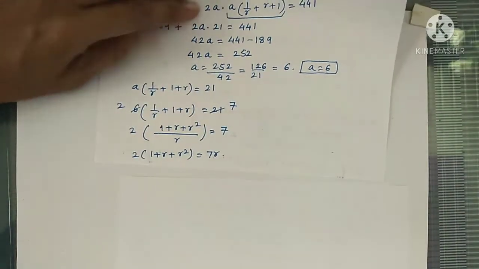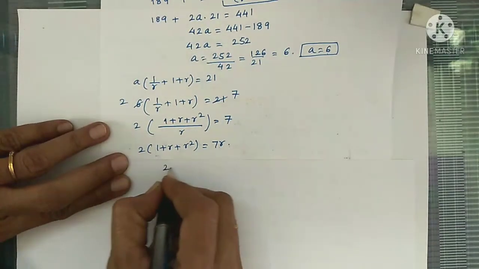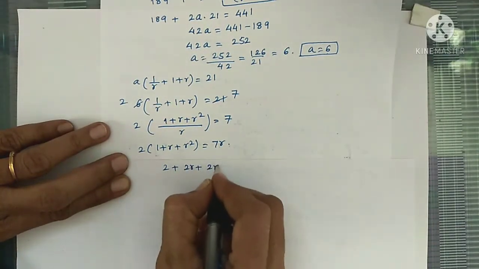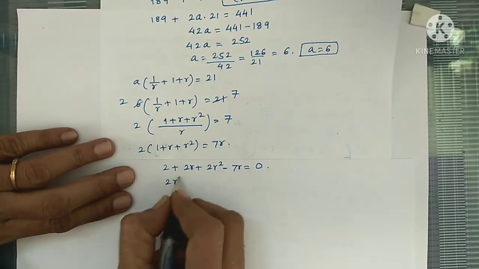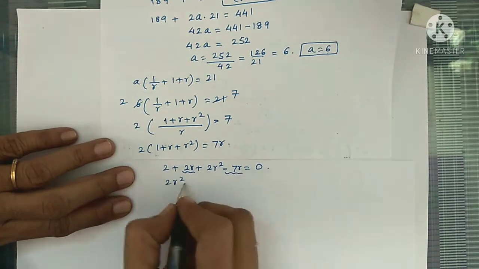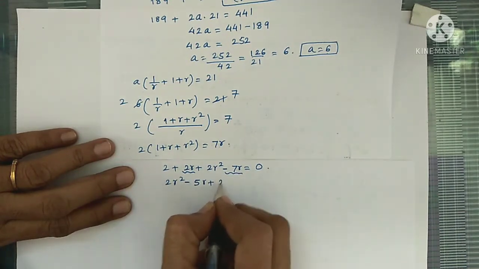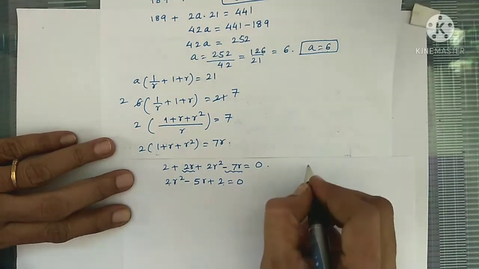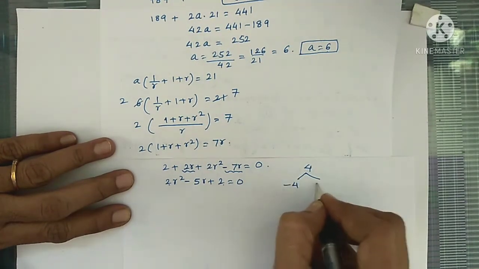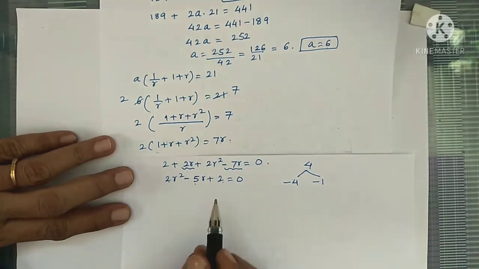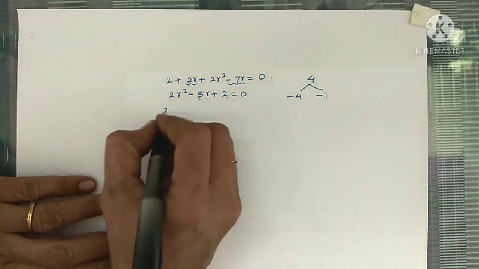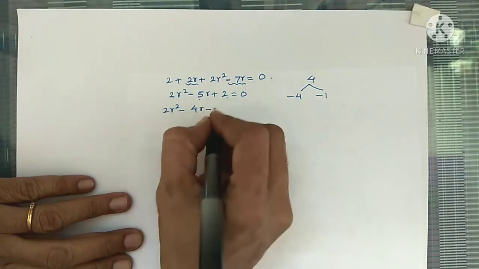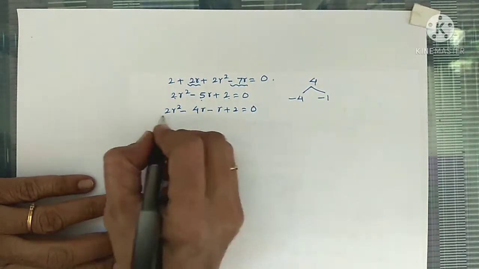Now multiplying this bracket by 2, we get 2 plus 2r square, and write this 7r to the left hand side, so that we can add these two numbers, which becomes minus 5r plus 2. Now 2 into 2 is 4. We can write 4 as minus 4 into minus 1. See, the sum is minus 5 and the product is 4. So we have 2r square minus 4r minus r plus 2 equal to 0.